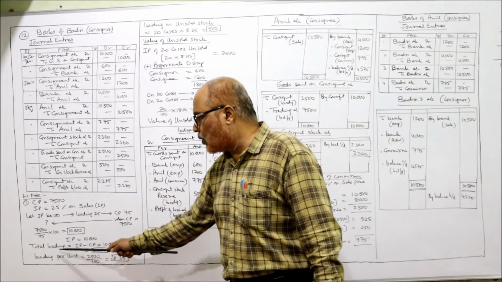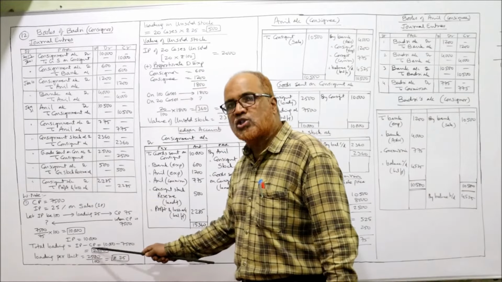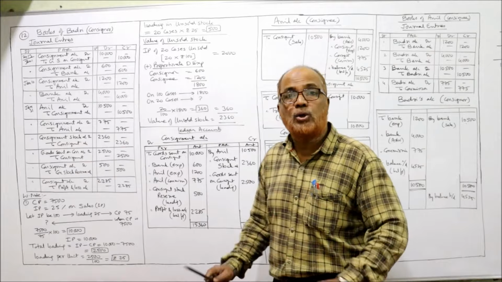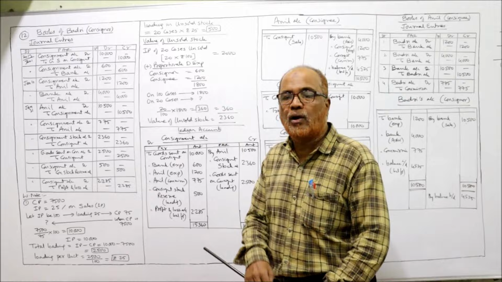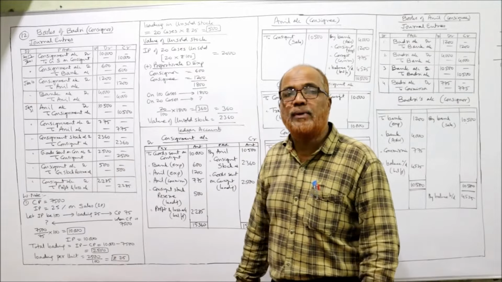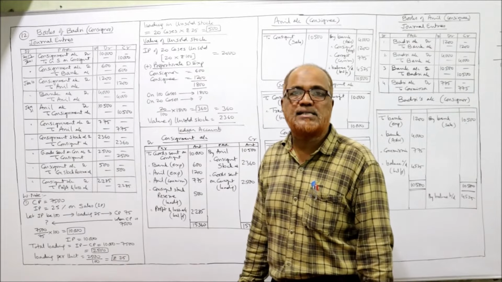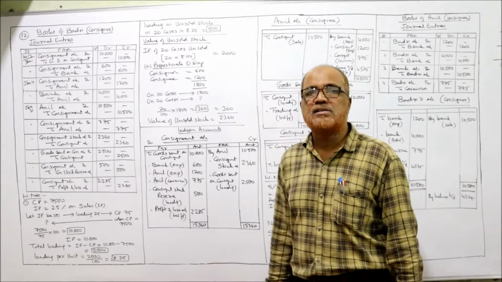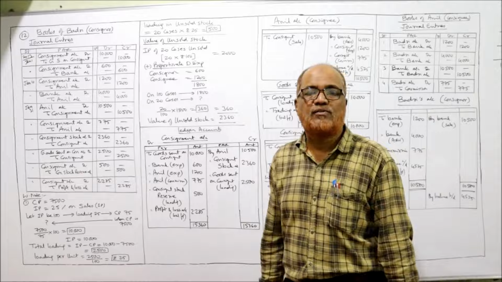So total loading will be invoice price minus cost price. 10,000 minus 7,500, 2,500 is the total loading. Now, what is the loading per case? How many cases are sent? 100 cases. So 2,500 divided by 100 means 25 rupees is the loading per case.